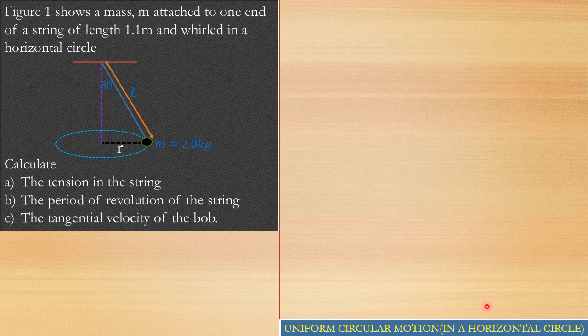Great. So friends, let's dive straight into our video today. The question is that figure 1 shows a mass M attached to one end of a string of length 1.1 meters and whirled in a horizontal circle. This is the diagram that the question has provided. Then they said calculate A, the tension in the string, B, the period of revolution of the string, C, the tangential velocity of the bob.